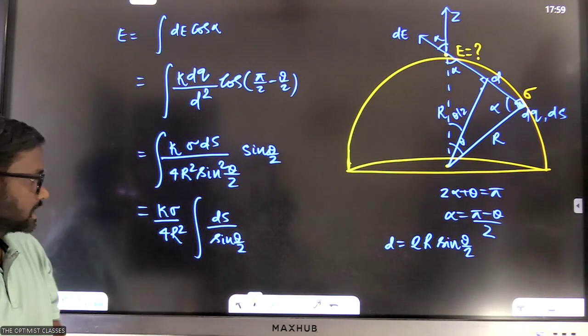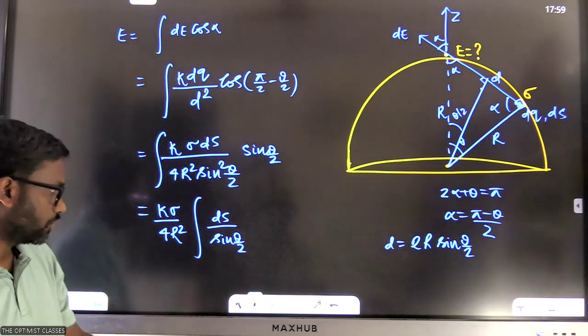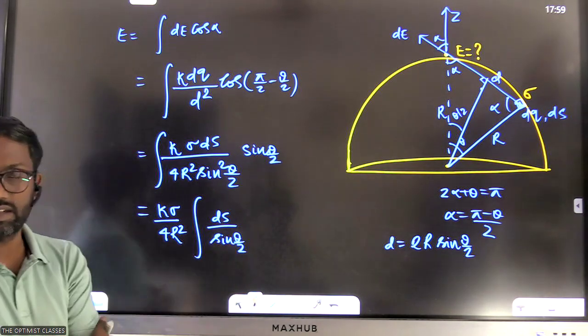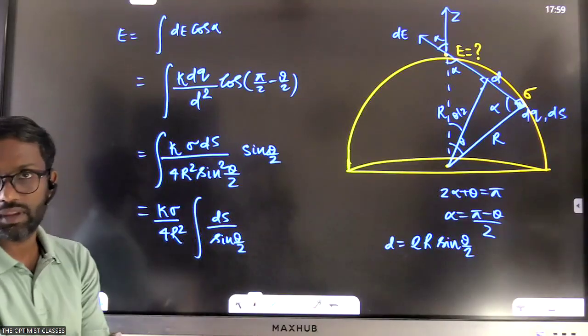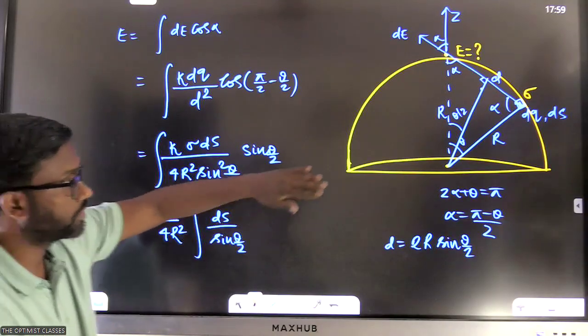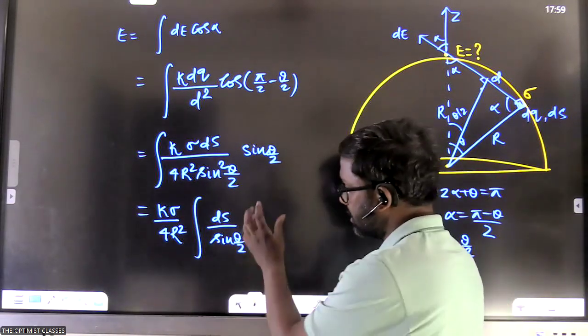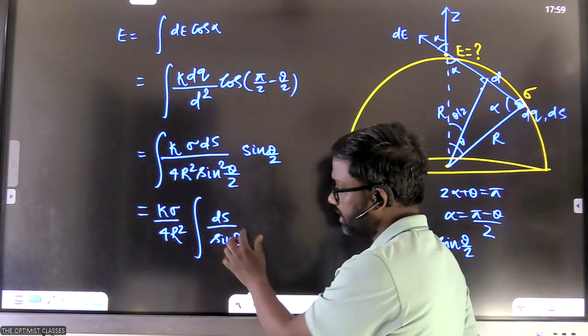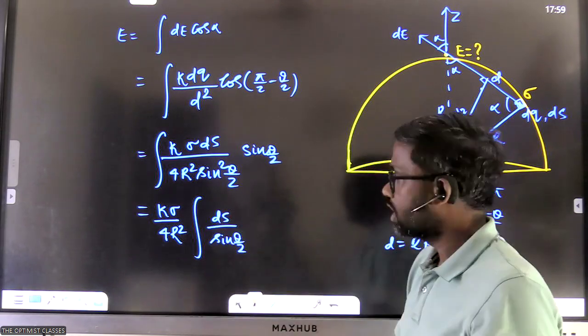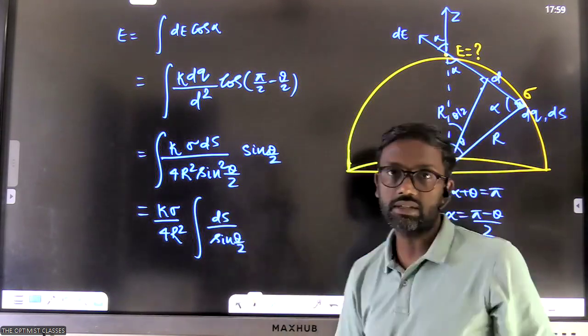Okay, so this is the integration that we have to do. We are integrating the function 1 by sine theta by 2 on this surface. So that's why we are doing surface integration here.